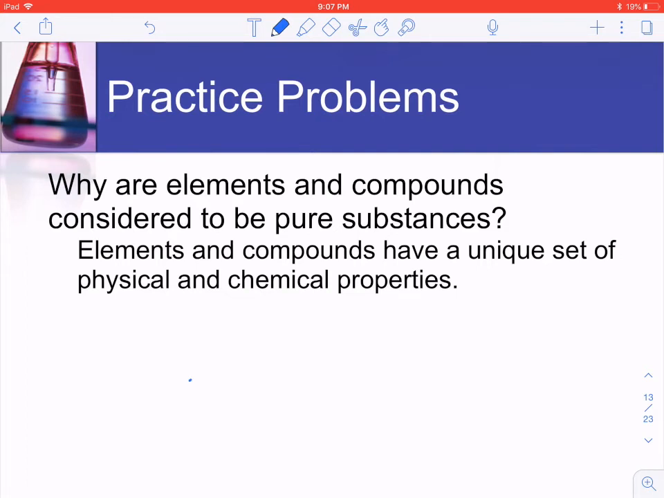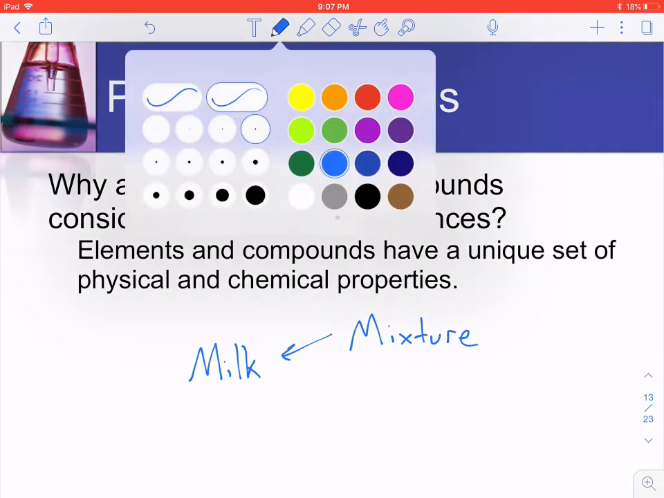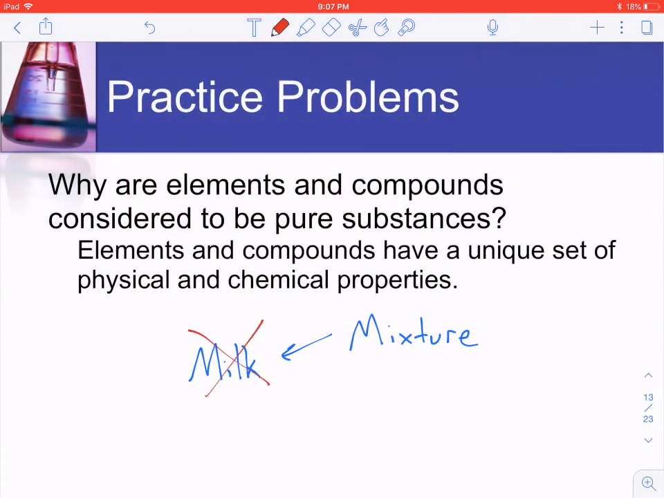So if you think about the milk in your fridge, right? Here's some milk. If I asked you what is the chemical formula of milk, there isn't really one, right? It's not H2O, that's water. It's not NaCl, that's table salt. It's some combination of all of those. So milk is actually a mixture. And we'll talk about mixtures later on, but it is not a pure substance because it does not have a specific chemical formula.